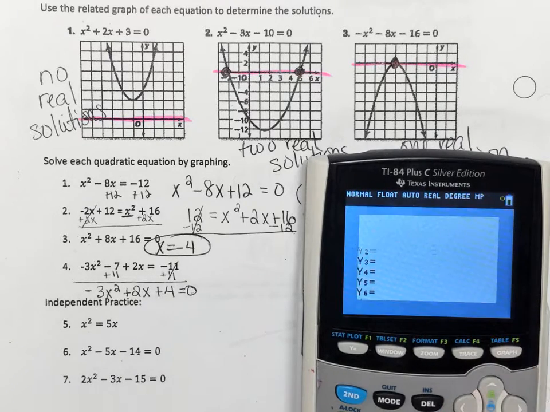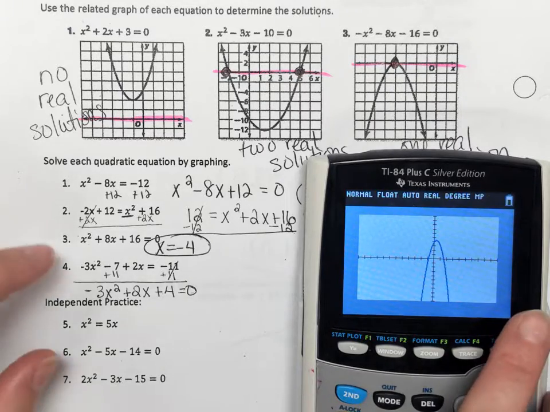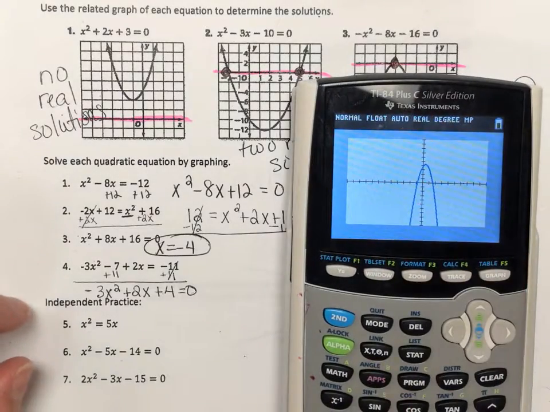All right, hit graph. And let's see what happens on this one. Wait, I didn't type it in. Ooh, we got a decimal on this one. So we're going to have to do what we did yesterday, the second trace stuff. We're going to have to calculate.